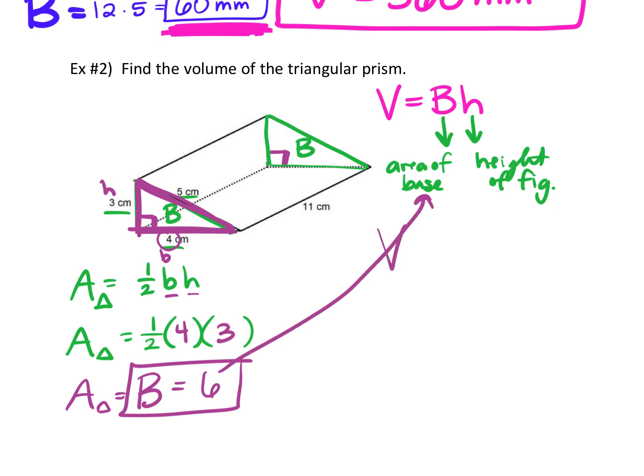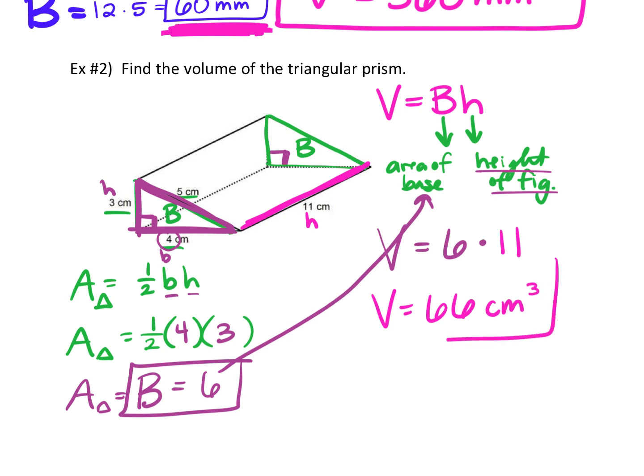So our volume equals 6 times what? H represents the height of the figure. Is it 3 or 11? It's 11. It's the distance between your bases, right? The height of the figure is the distance between the triangles. So this right here is your H, okay? The distance between your bases is 11. So your volume is 66. And how do you label it? Centimeters cubed, okay?